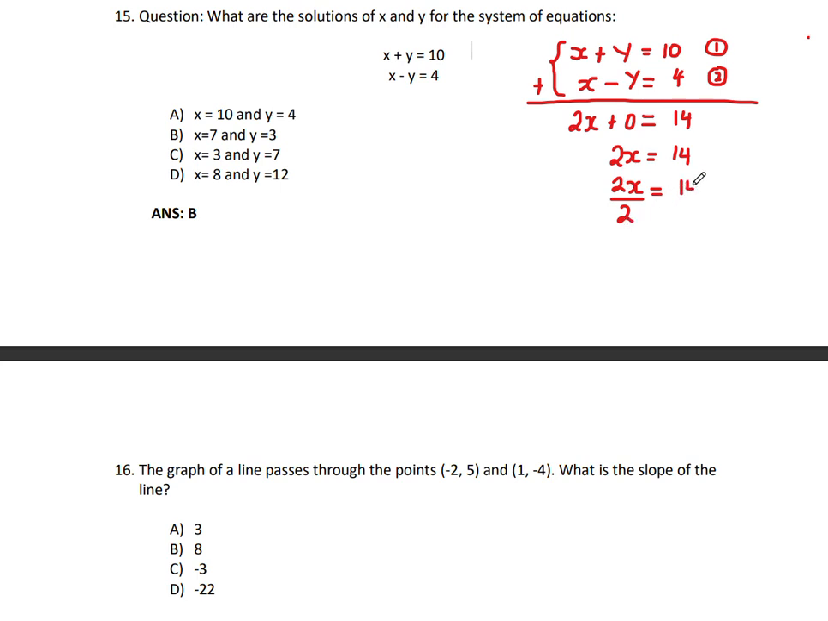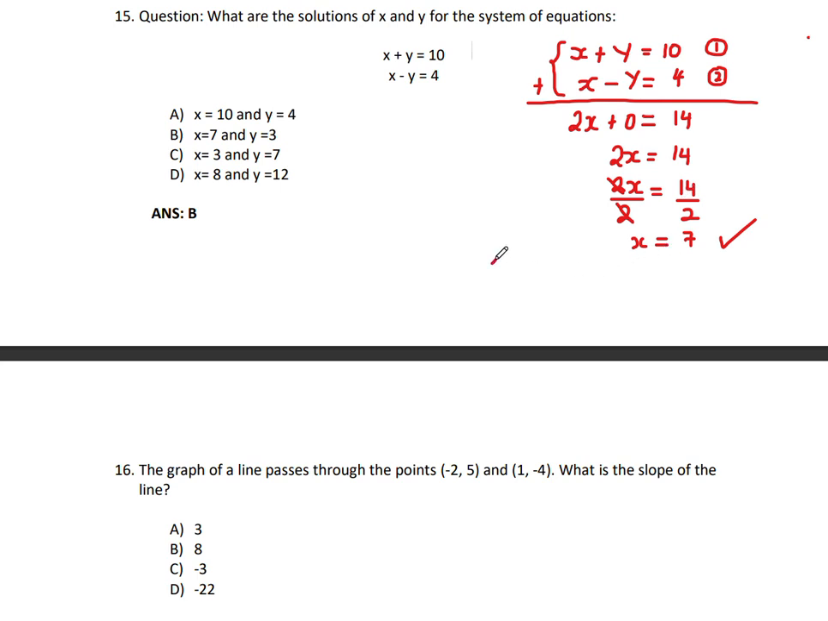And what we do to one side of the equation, we'll do to the other side. So on the left side of the equation, 2 will divide into itself once, leaving us with x on the left side of the equation. And 14 divided by 2 is going to be 7. So we know that x is 7. The solution for x is 7.